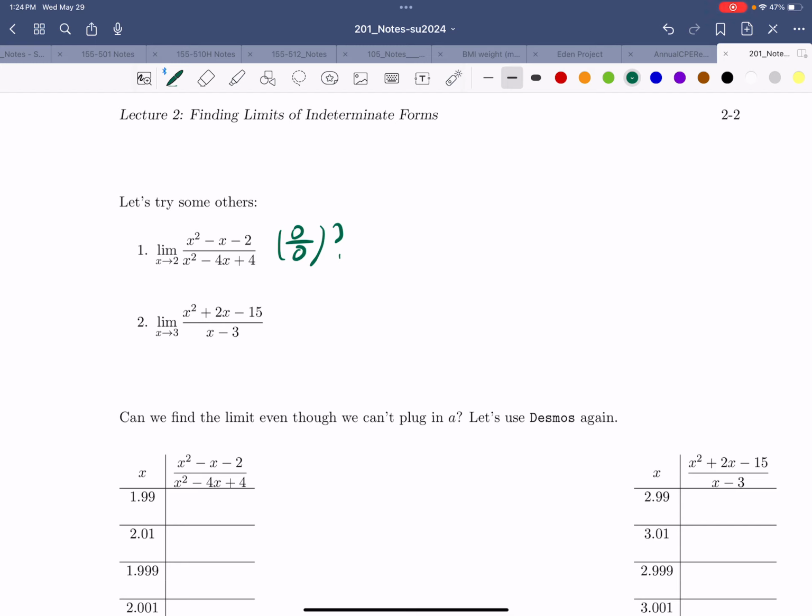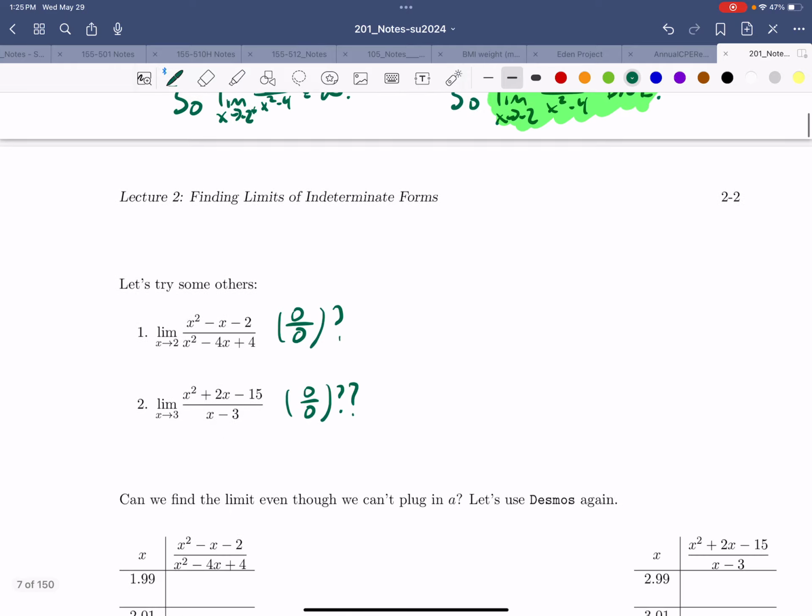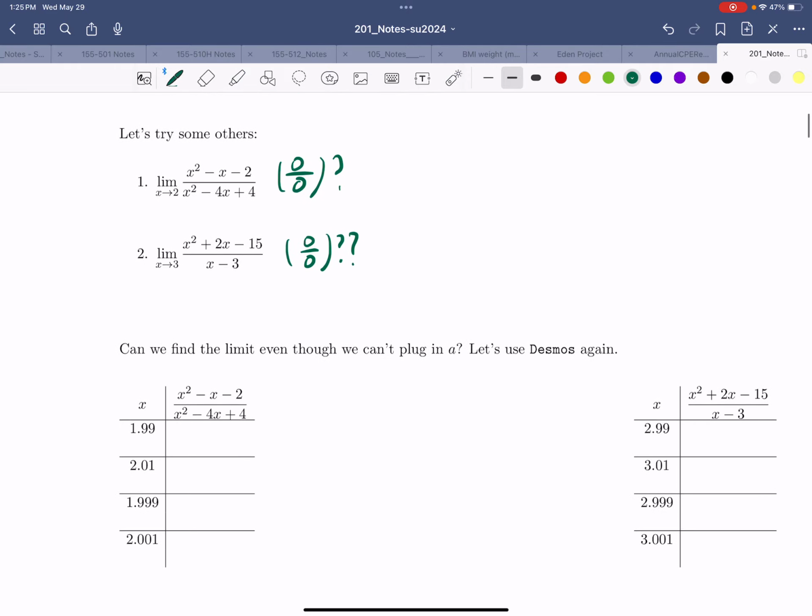Plug in 3, you get 9, plus 6 is 15. Oh, okay, 0 on the top and 0 on the bottom. What's happening here? Well, if it were a non-zero number over 0, we would do what we just did there. It's 0 over 0. So what's going on? Well, if our technique is not working, then we have to go back to basics.